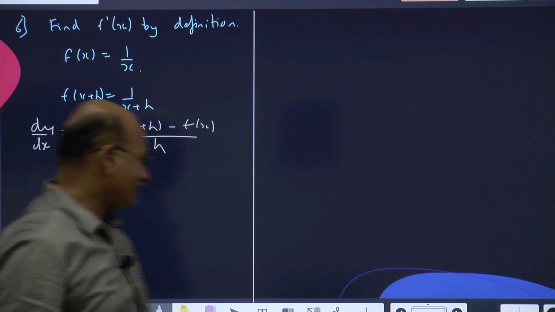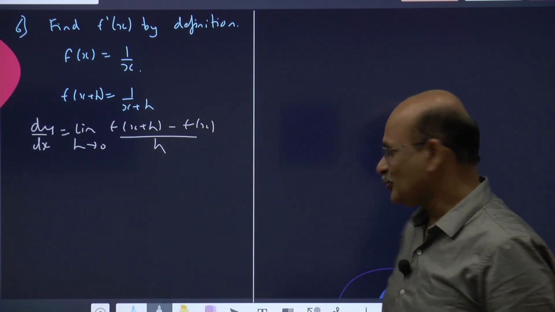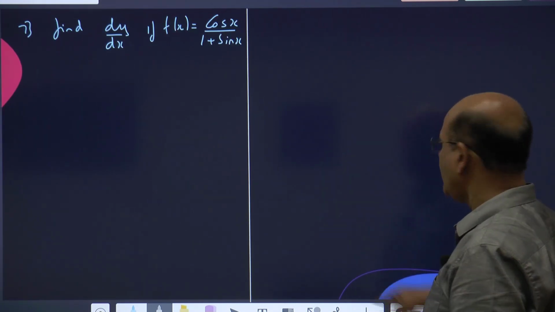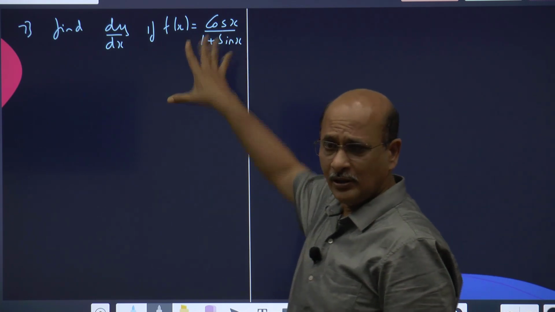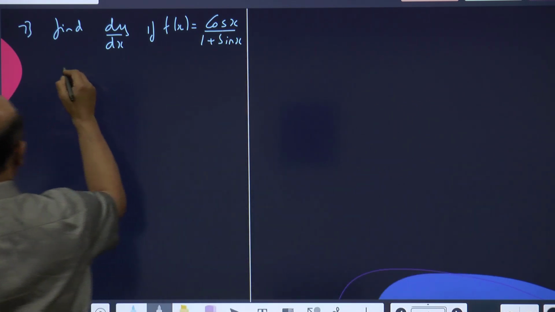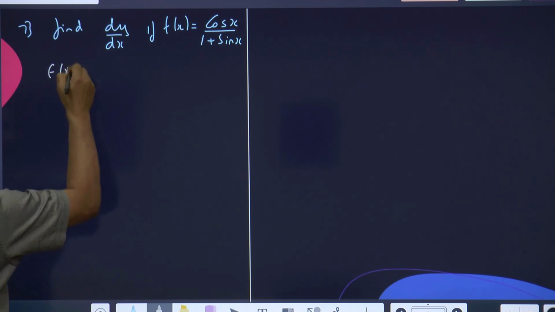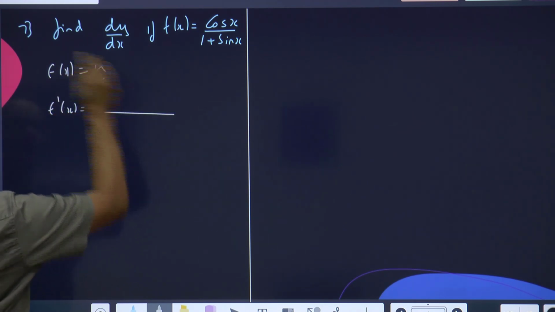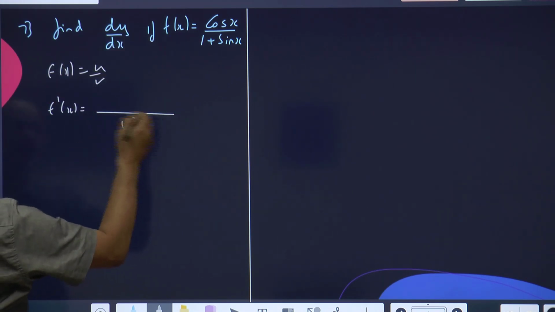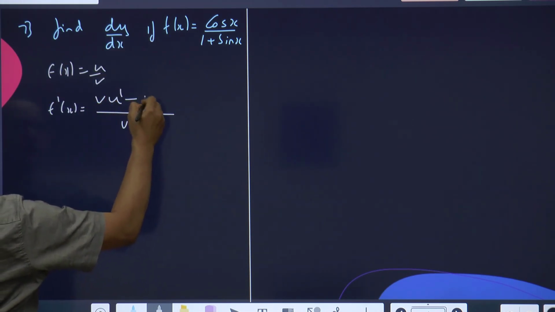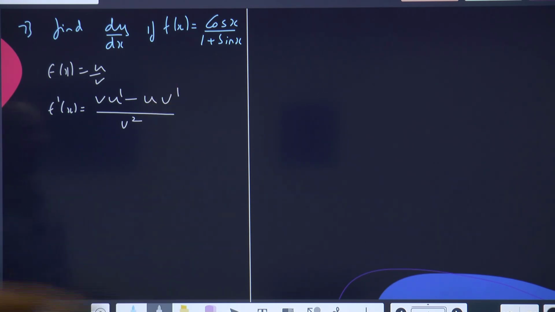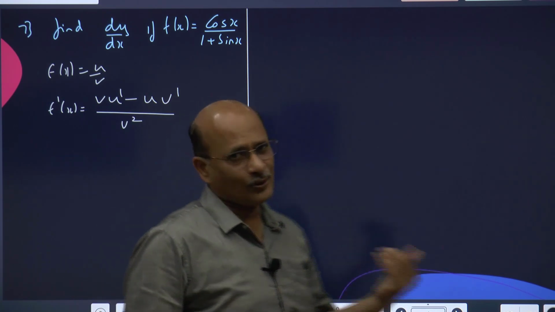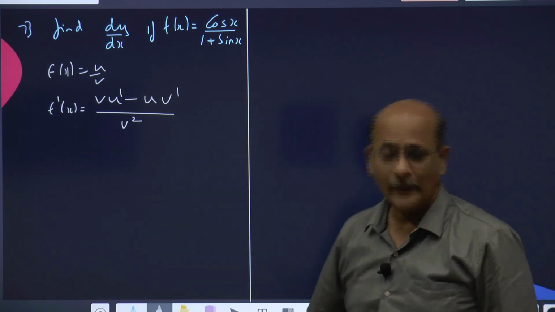I am a little short of time now, so I request you to complete these sums. Here there is no need for first principle. Here you have to use the u by v rule. So fx is u upon v. What is f dash x? It is v derivative of u minus u derivative of v, over v square. So follow this rule and find the derivative. These are quick sums. I will share the sums as well as the notes with you all.